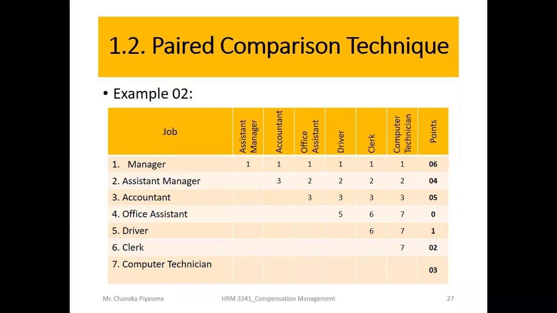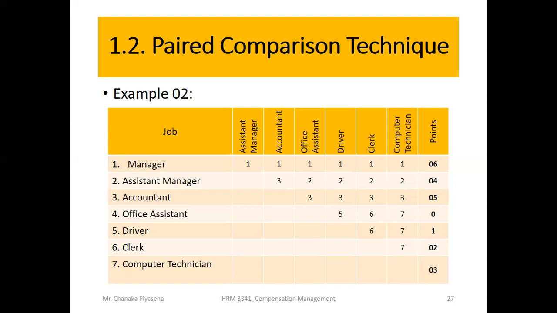In this chart, number 1 appears 6 times. That's why we put 0.6. When we consider the assistant manager, that is represented by number 2 in our numeric chart. Number 2 appears 4 times. That's why we put 0.4 points for that.